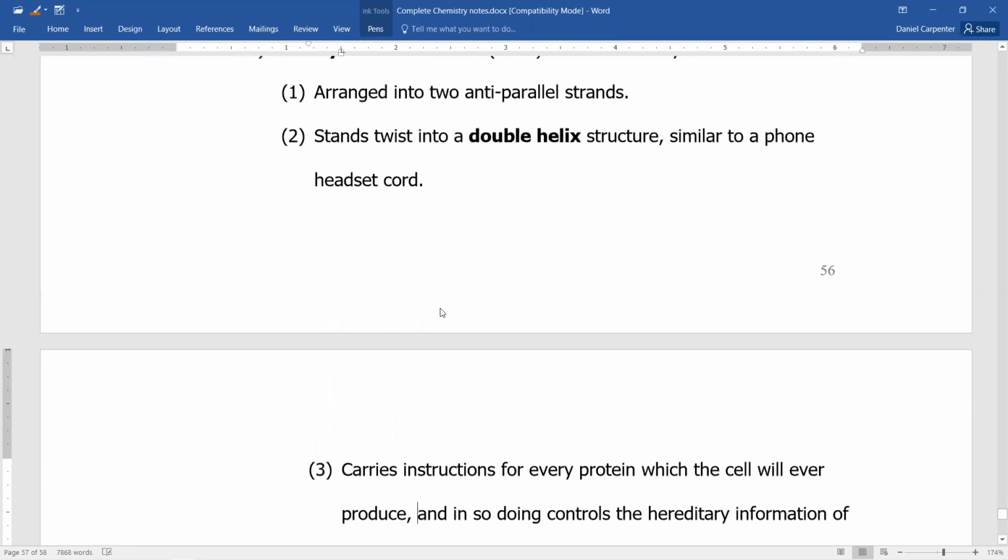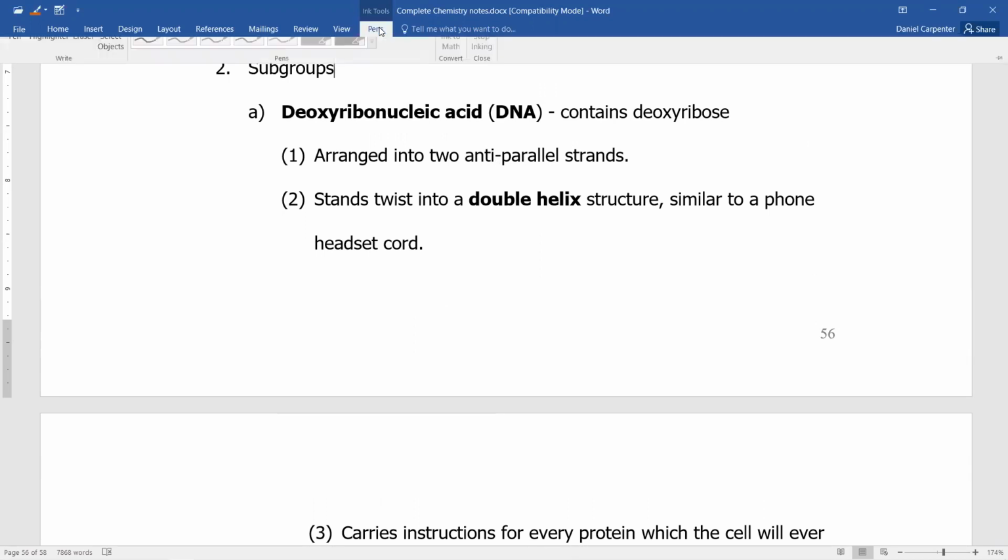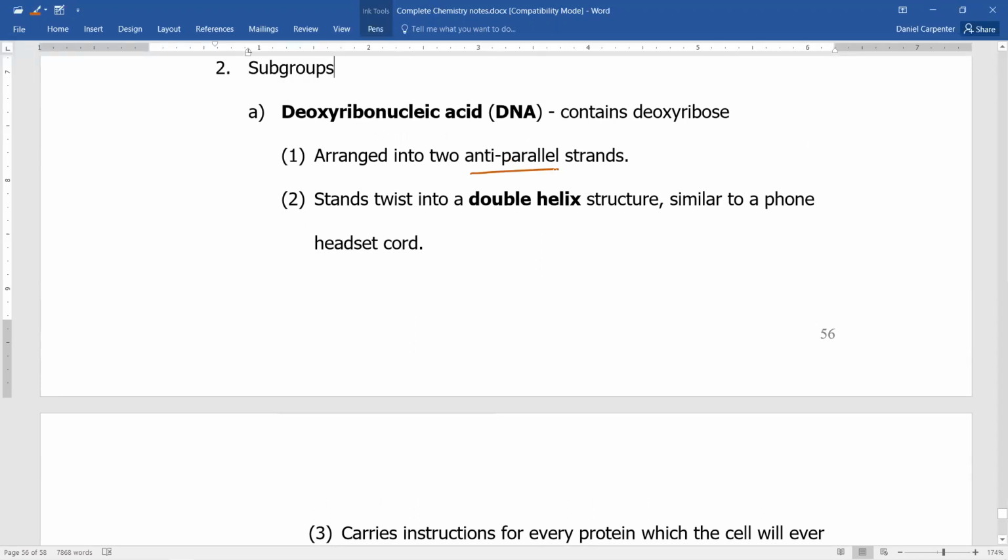Pointed out that there were two subgroups: deoxyribonucleic acid, or DNA, which you've heard all about. Two anti-parallel strands, and you remember that anti-parallel means parallel but running in the opposite direction. And it tends to arrange itself into a double helix, or twisted and twisted again, wrapped around in a coil and wrapped around in a coil again. You hear about double helix quite frequently; people will use double helix as a euphemism for DNA.